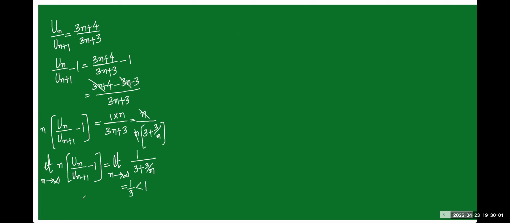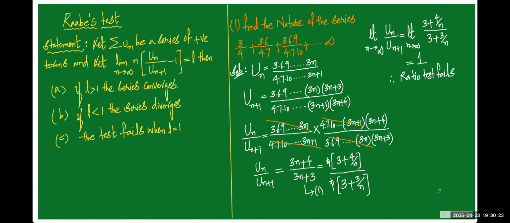So therefore, by Raabe's test, summation un is divergent, since the limit is less than 1. This is the end of this problem. I will give you the first page. You can see there if you had any doubt, and if you don't have any doubt, we can move to the next question.